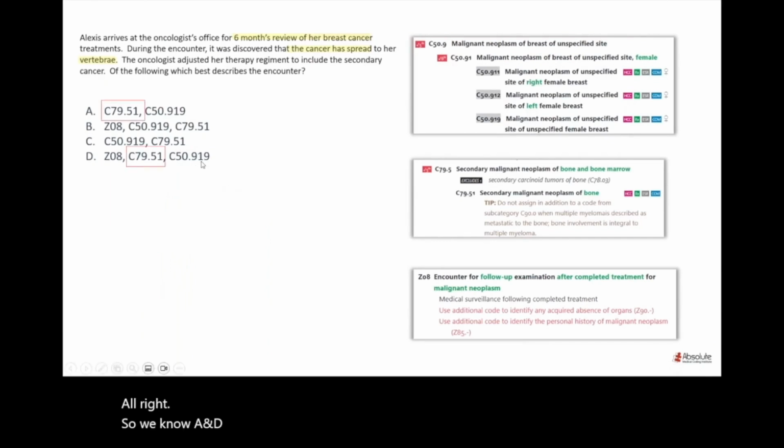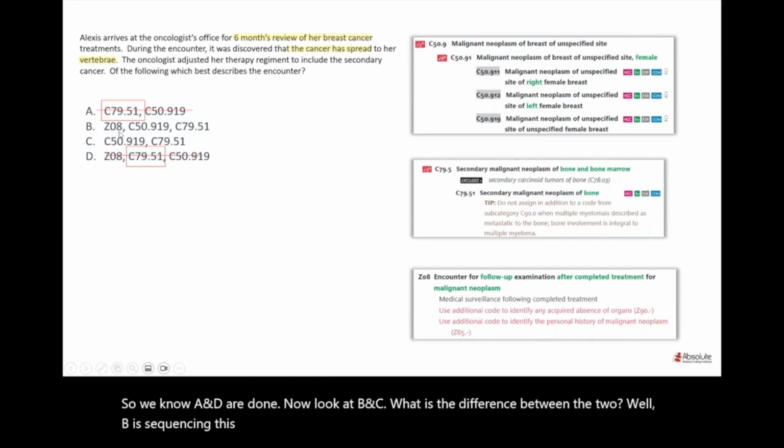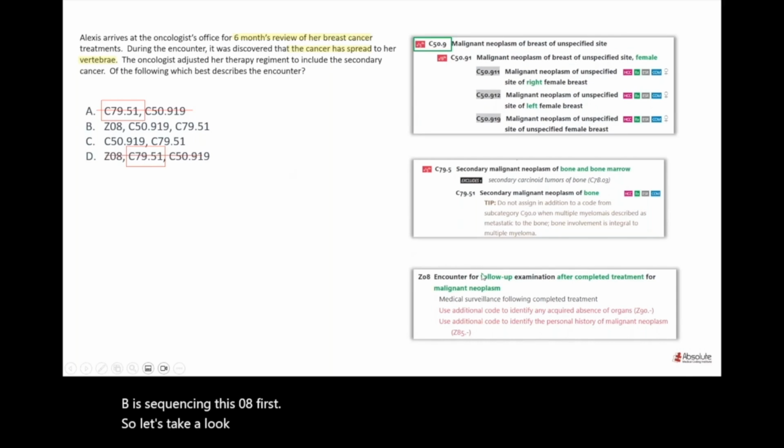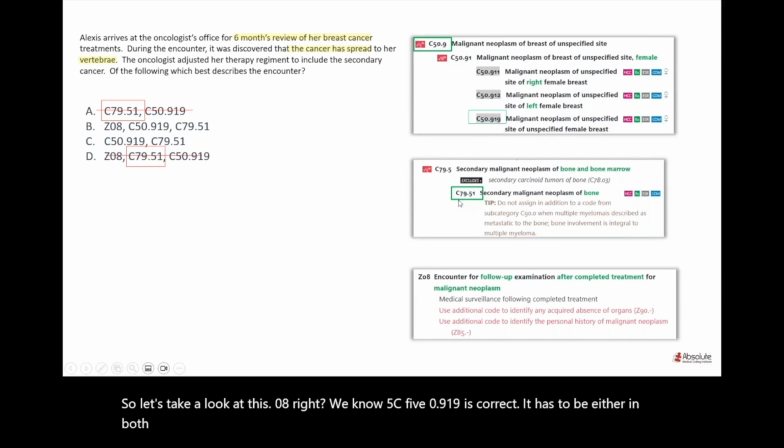A and D are done. Now look at B and C. What is the difference between the two? Well, B is sequencing this Z08 first. So let's take a look at this Z08, right? We know C50.919 is correct. It has to be there in both answers. And C79.51 is also correct.